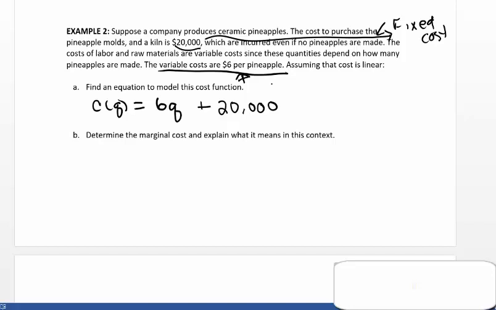So if I increase the independent variable by 1, which is Q, I know that the dependent variable C will increase by 6. So the marginal cost is $6, and what that means in this context is for every additional pineapple that I make, it will cost me an additional $6.